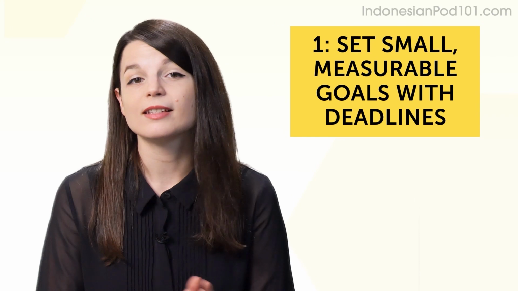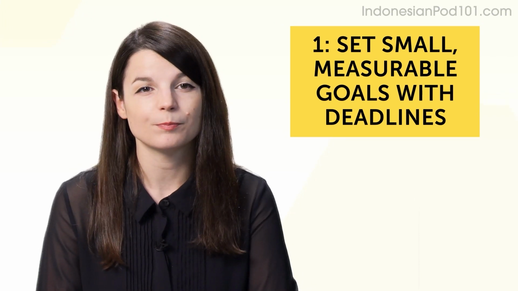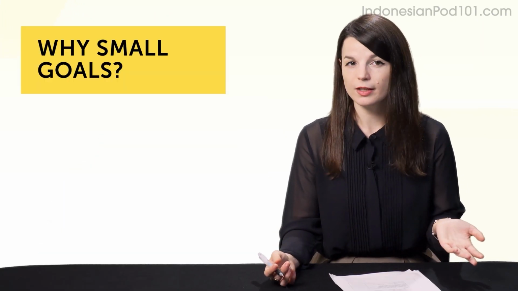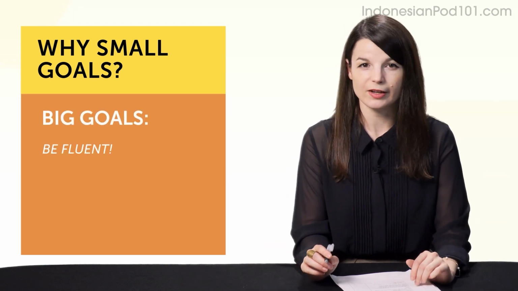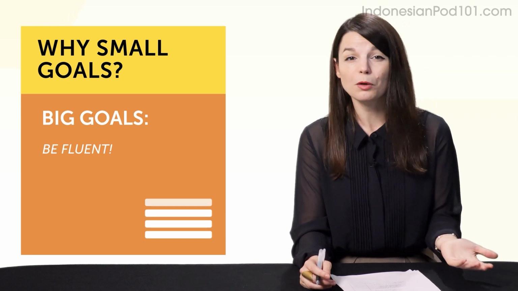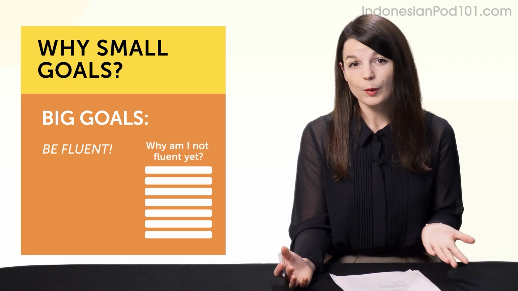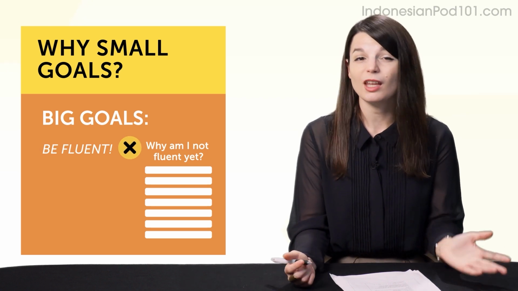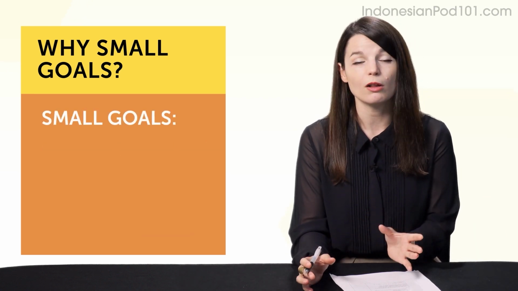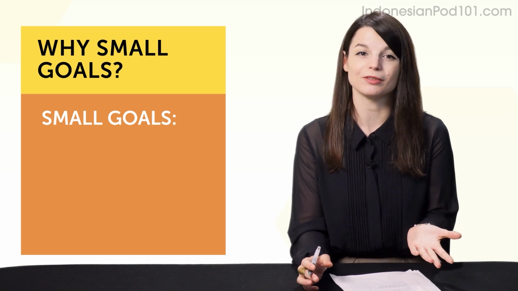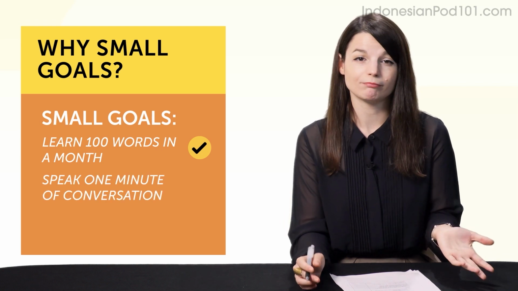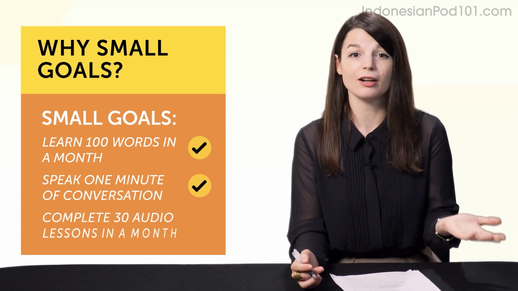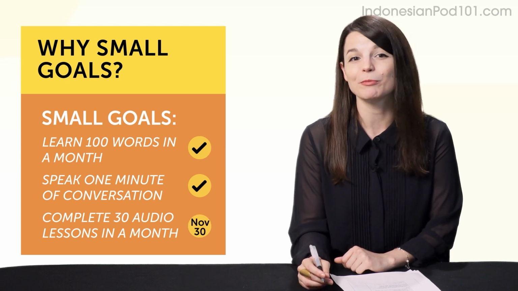Let's start with the first and most important one. Habit number 1. Set small, measurable goals with deadlines. Why small goals? Well, say for example, you set big, vague goals, like I want to be fluent someday, and maybe you buy a textbook, you read the first chapter, then you start wondering if you're getting any better. You start worrying you'll never be fluent, and you give up. If you do this, you need to start setting small, measurable goals. For example, learn 100 words in a month, or speak 1 minute of conversation, or do 30 of our audio lessons in 1 month. Deadline, November 30th.